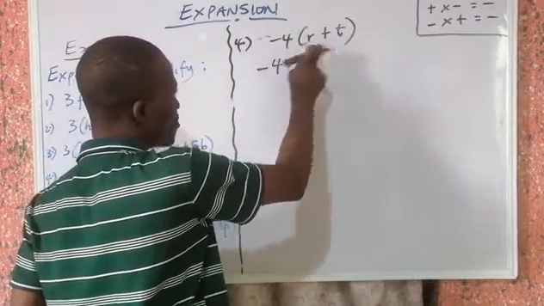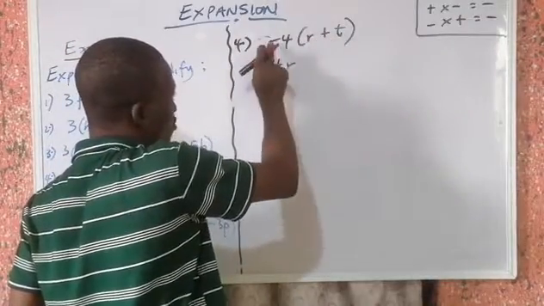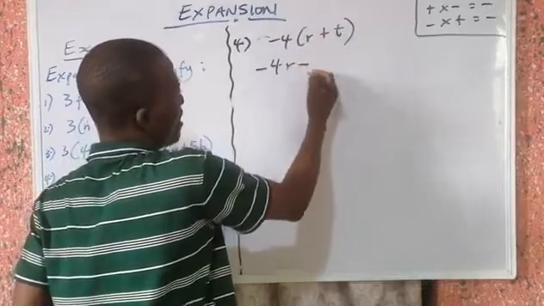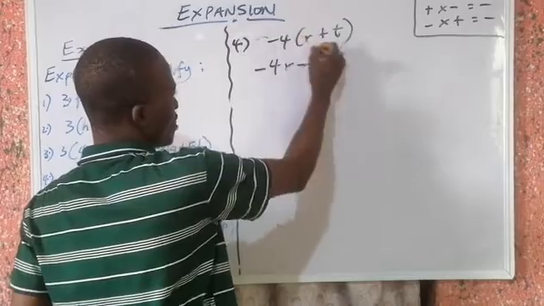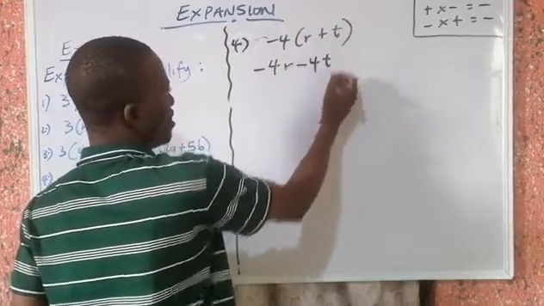So when you are going to the next one also, you can see another sign here. So minus times this plus gives minus, invisible 1, 4 times 1, 4, and then t remains.